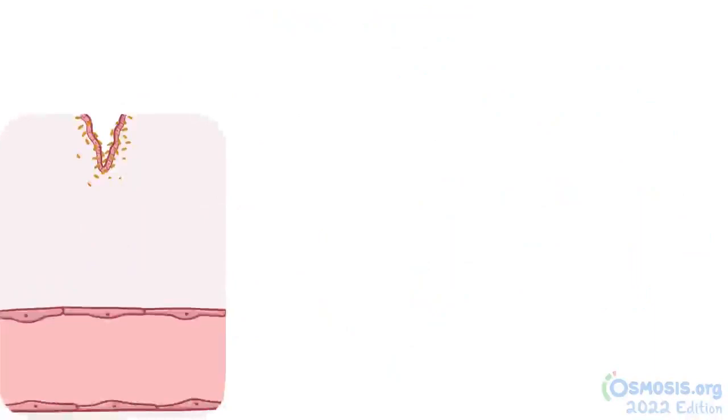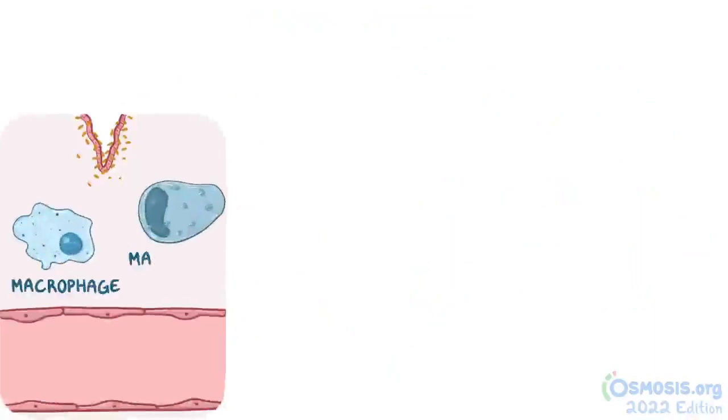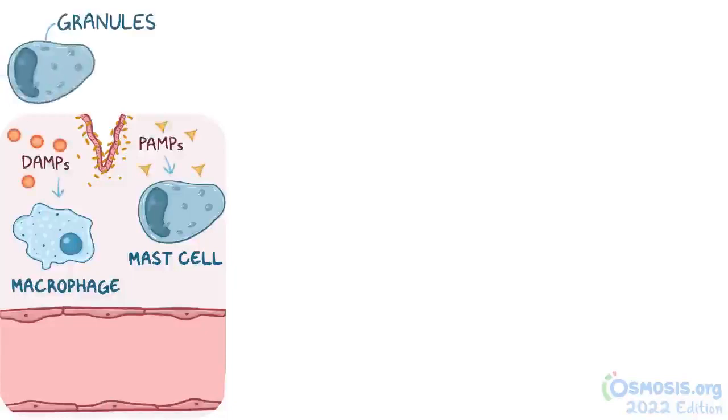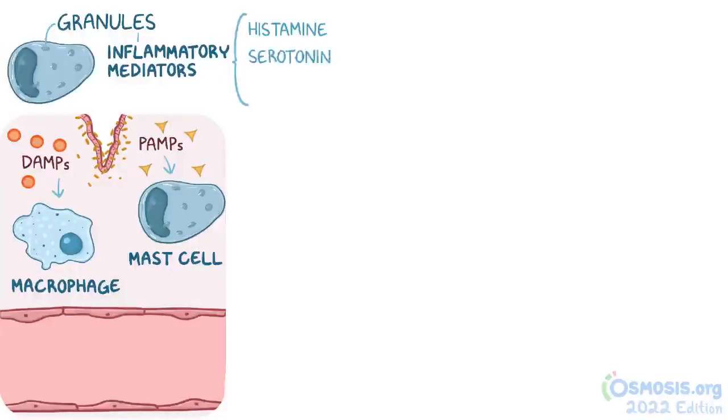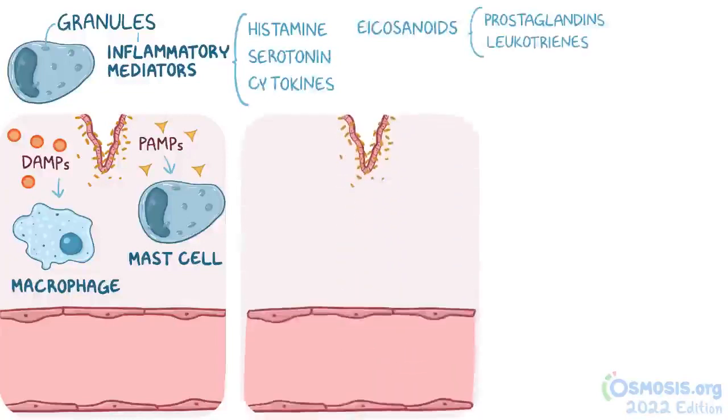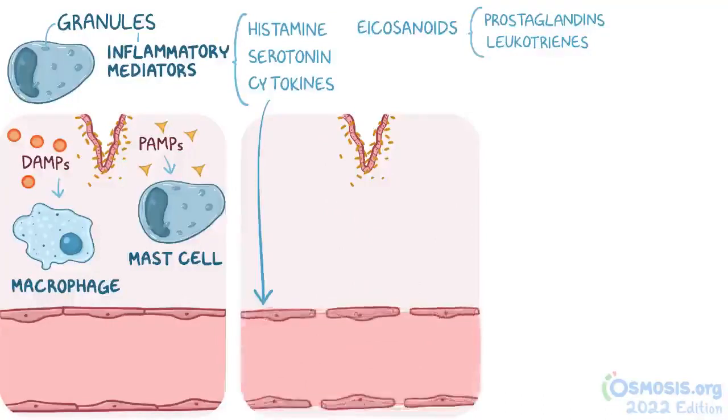The inflammatory process usually starts with either macrophages or mast cells, both of which are found in the tissues. When there's tissue damage, these cells respond to the PAMPs or DAMPs. Mast cells have granules containing different inflammatory mediators, like histamine, serotonin, cytokines, and eicosanoids, like prostaglandins and leukotrienes. These inflammatory mediators act on the endothelial cells surrounding the capillaries nearby, causing them to separate from each other.